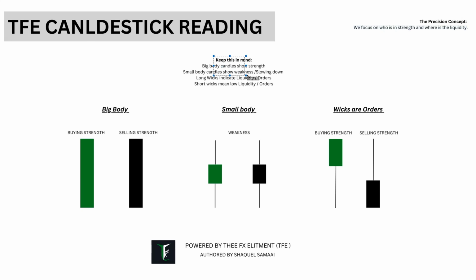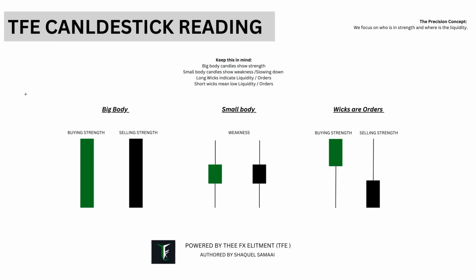These are things you have to keep in mind, okay? Keep in mind that a big body candle shows strength. A small body candle shows weakness and slowdown. Long wicks indicate liquidity and orders. Short wicks mean low liquidity and orders. All this, I will elaborate much more further, guys. Let's first understand the anatomy of a candlestick.